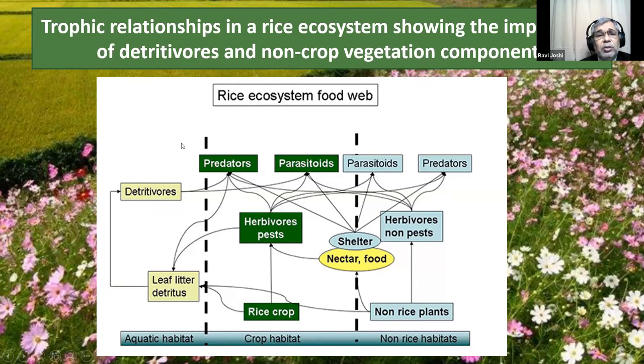And the first work that has been widely used is by Bill Settle from FAO. He did a lot of work in Indonesia looking at these aspects, together with Dr. Kevin Gallagher, formerly with FAO also, on the importance of the aquatic habitats and the non-rice habitats to manage the rice pests.